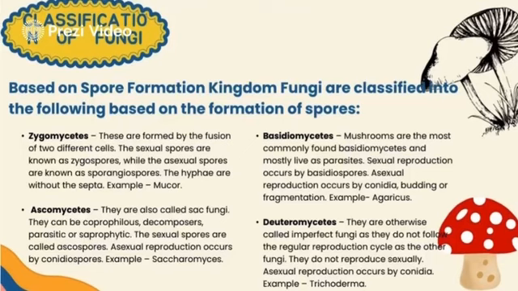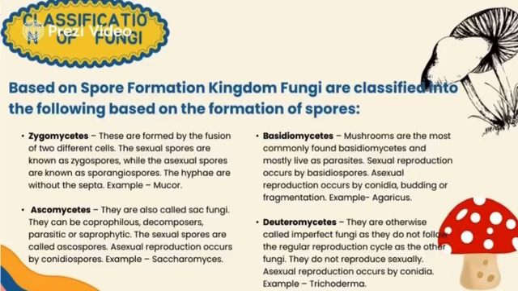Basidiomycetes. Mushrooms are the most commonly found basidiomycetes and mostly live as parasites. Sexual reproduction occurs by basidiospores. Asexual reproduction occurs by conidia, budding or fragmentation, example Agaricus.